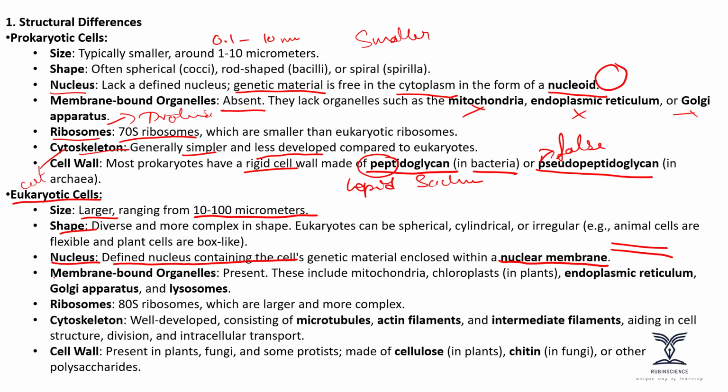Next, membrane-bound organelles, which are absent in prokaryotes, are present in eukaryotes, which includes lysosome, Golgi apparatus, endoplasmic reticulum, mitochondria, and everything. And the ribosome in prokaryotes is 70S, whereas it is 80S in eukaryotes. And the cytoskeleton is well developed, consisting of microtubules, actin filaments, and intermediate filaments. It is simpler in prokaryotes. And the cell wall is present only in plants, fungi, and some protista. In fungi, it is made up of chitin, and in plants, it is made up of cellulose.